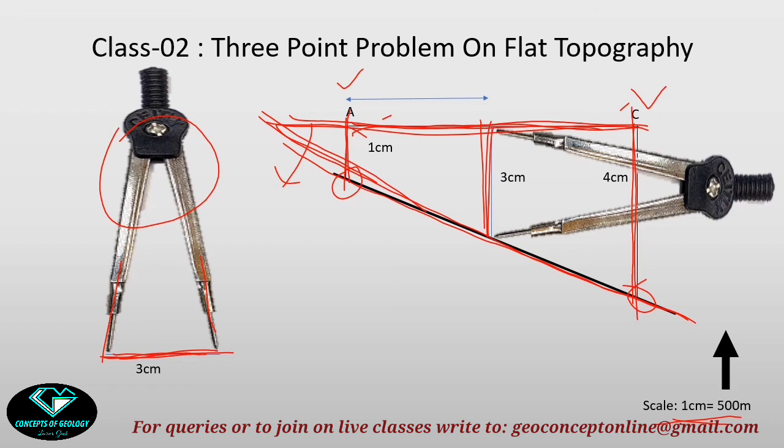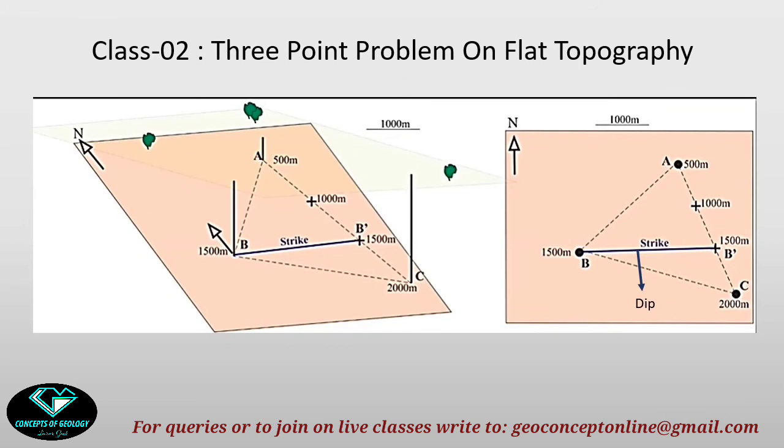Then I will measure this length from this A point. Remember, I am measuring this from this A point. This is very important. I will measure this line and copy this length. So now I have got the 1500 meter strike line. This is a negative value. Now which will be the dip direction?